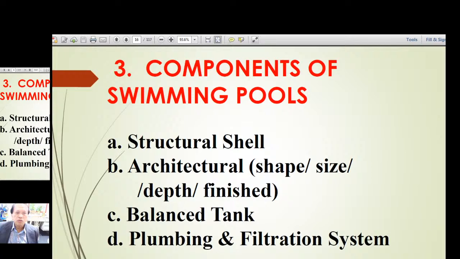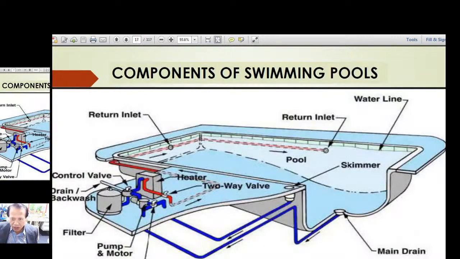Components of swimming pool: we have the structural shell, letter B, the structural shape, size, depth, and finishes. Letter C is the balance tank. Letter D is the plumbing and filtration system. Of course, here is just a schematic showing the various components of the swimming pool.